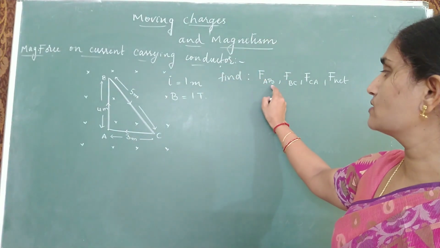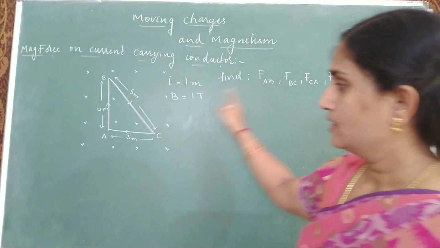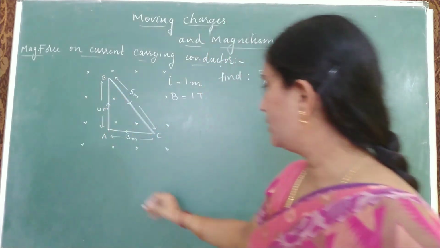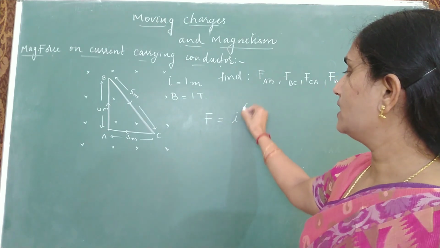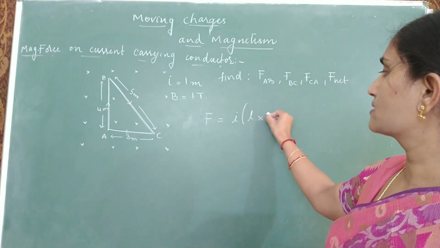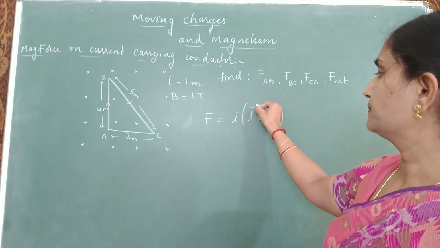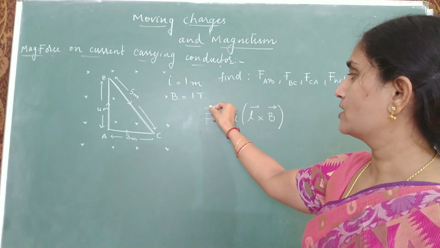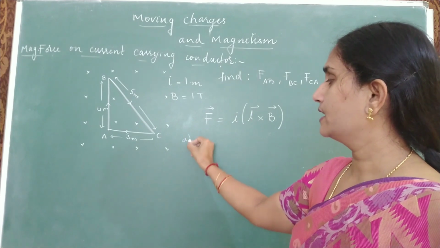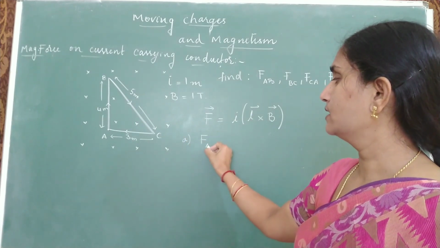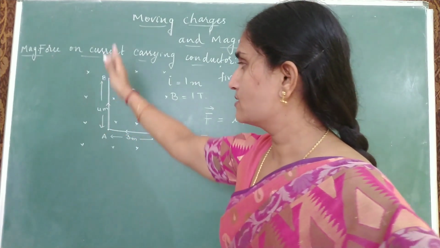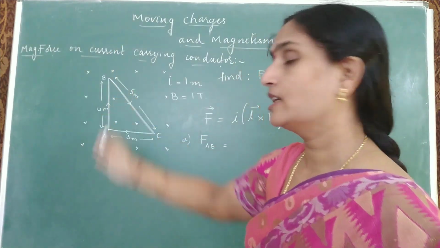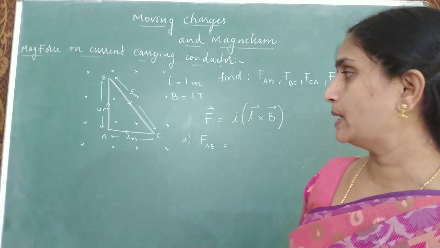First I will calculate the force acting on AB. So this is your conductor AB. We know magnetic force is I into L cross B. This is a general formula. First we will calculate the force acting on the conductor AB. We know AB is directed in the y cap direction and the magnetic field is directed into the plane of the paper.